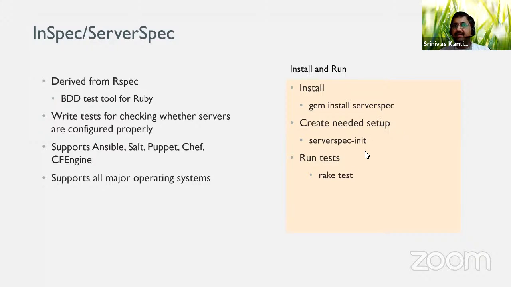The initial setup, ServerSpec init, creates a Rakefile. Rake is just like a Makefile. Then you say rake and call a specific task. Here, test is a task, and then it runs the test. That's simple. All of these are very, very small, simple tools.